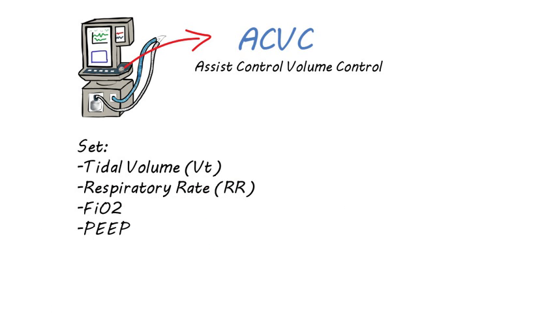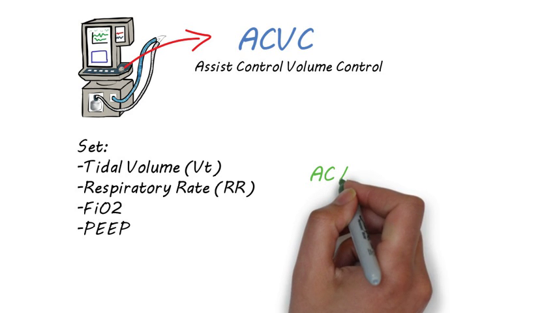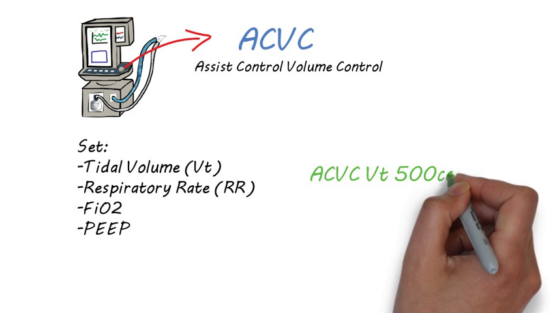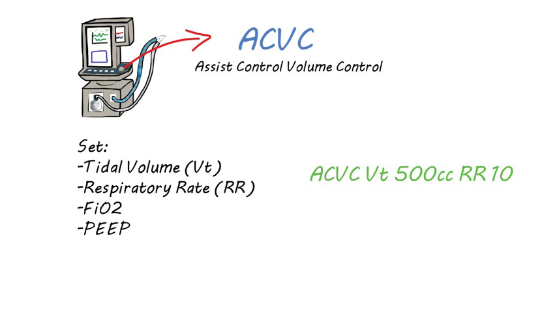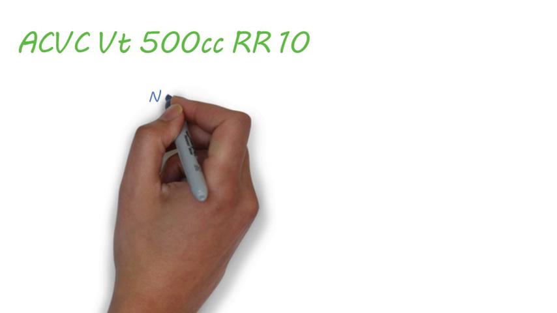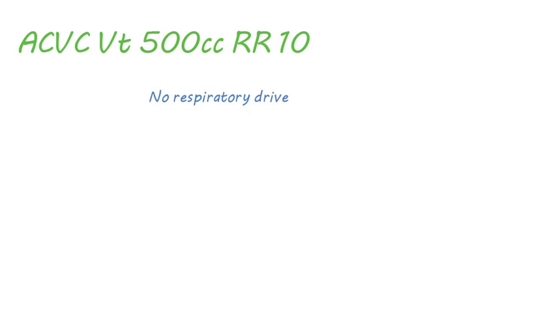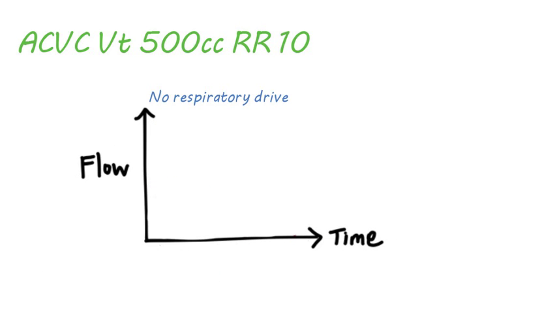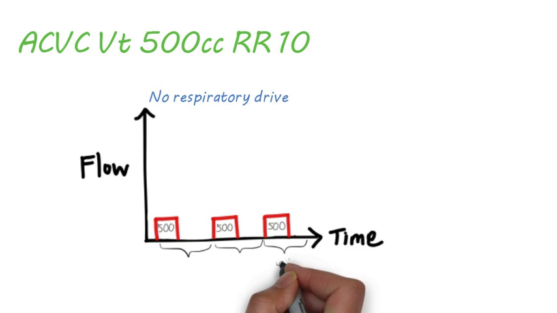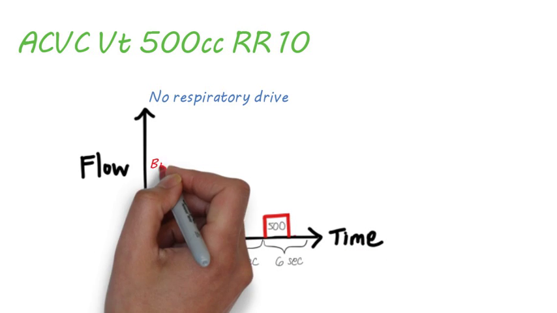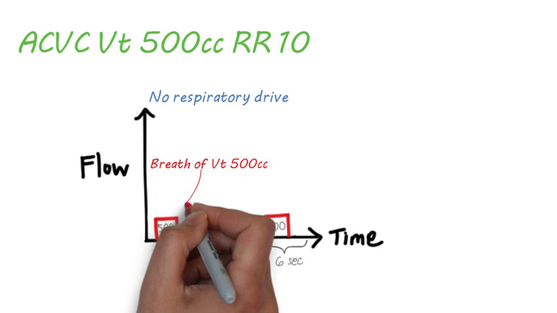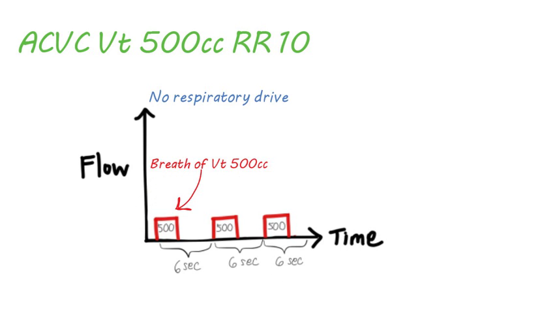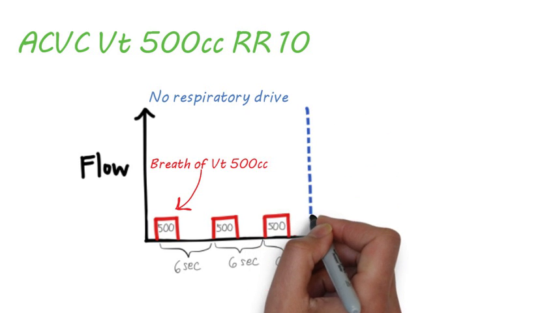Let's say our settings are ACVC with a tidal volume of 500 cc's and respiratory rate of 10. If our patient has no drive to breathe over this setting, or is paralyzed and therefore unable to breathe over this setting, then every 6 seconds, or 10 times per minute, the ventilator will deliver a breath to our patient of 500 cc's.